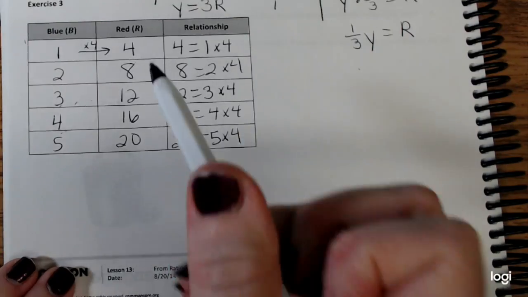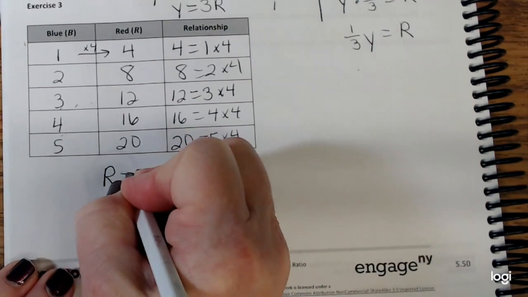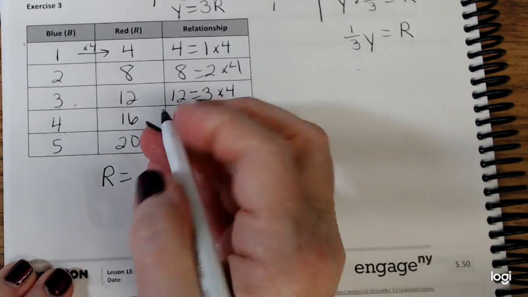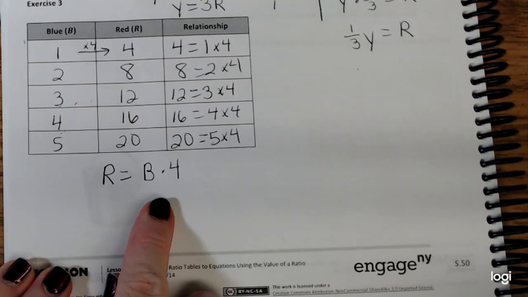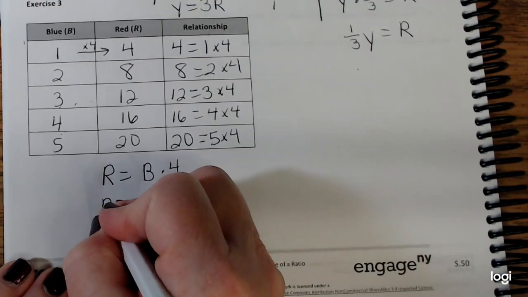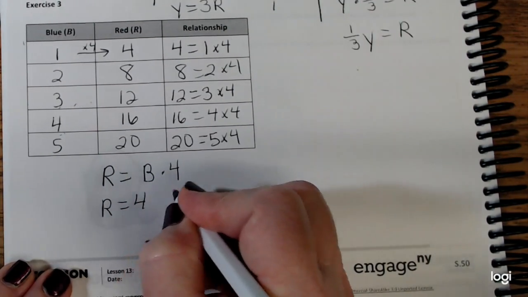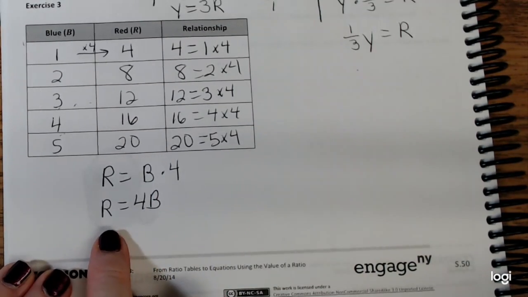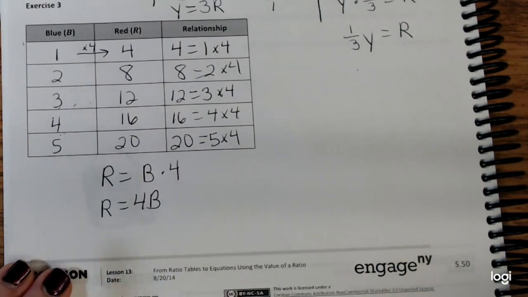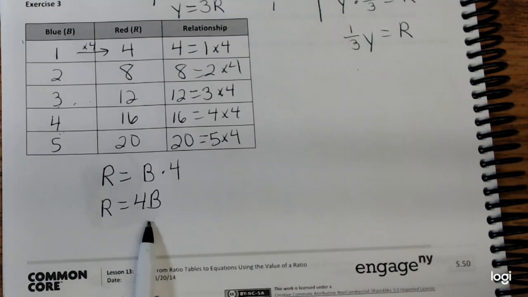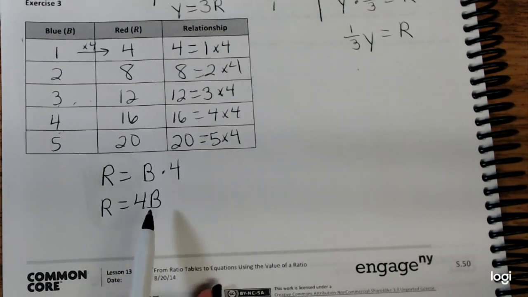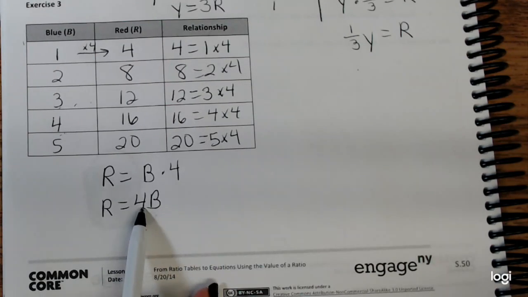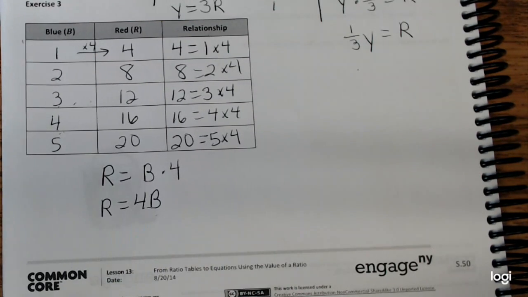So in order to find out my red paint, I took my blue paint times 4. Well, yesterday we learned that we could actually write this with a coefficient in front and say my red paint is 4 times my blue paint. So you could actually put in any number here. For example, I could say, well, what if I have 7 gallons of blue paint? How much red would I need? I'd put my 7 here, and I'd say 7 times 4 is 28. I would need 28 gallons of red.